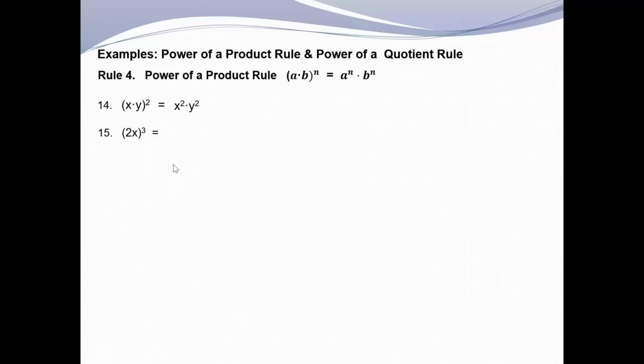Now number 15. We have 2x cubed. This is going to give us 2 cubed times x cubed. This will give us 8x cubed.